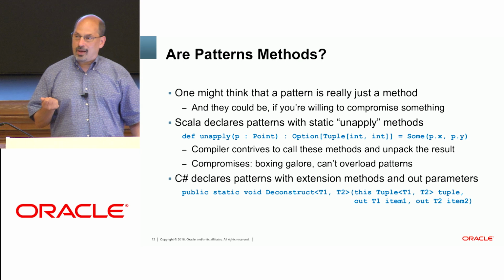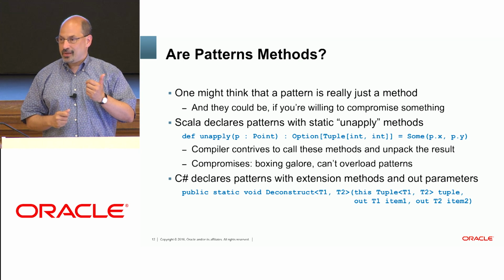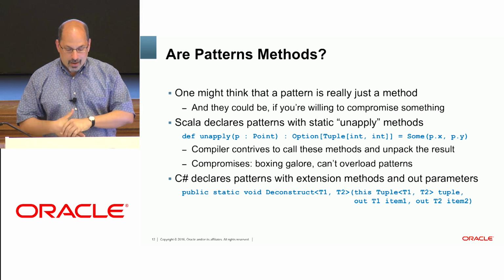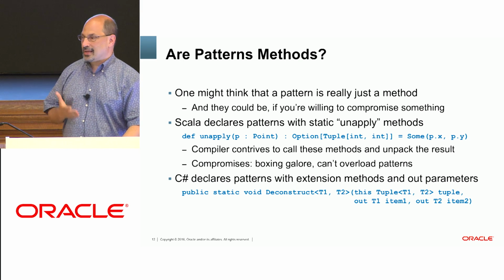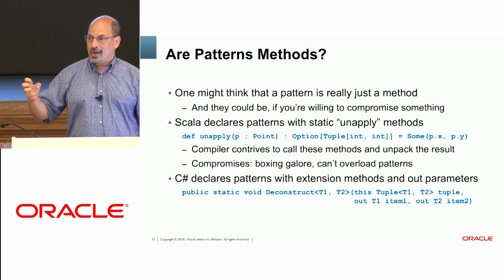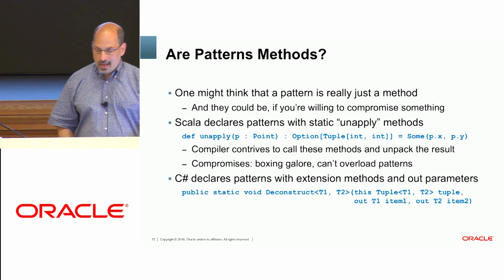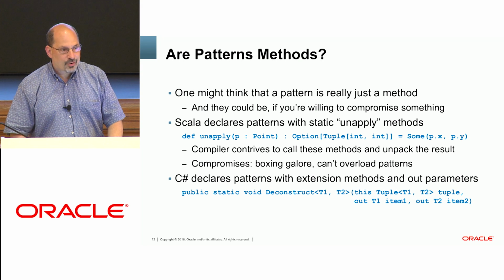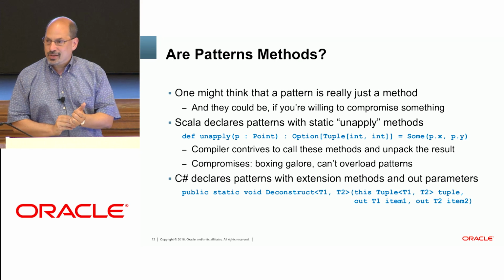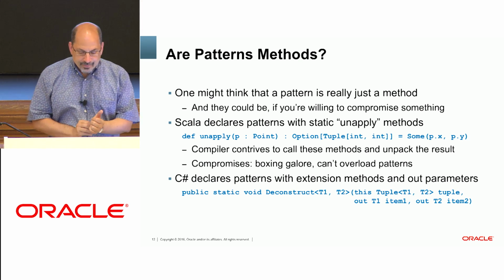But one thing you give up from that is the ability to overload. You can only have one unapply method because you can't overload methods on return type. Another compromise that you get out of that is a lot of boxing. Primitives get boxed into boxes, values get boxed into tuples, tuples get boxed into an optional, and they've made some progress in reducing the boxing overhead in recent versions, but it's still a performance compromise.